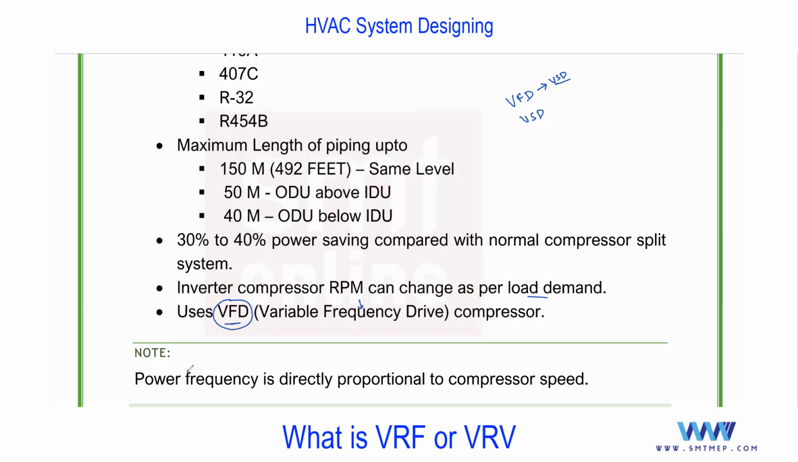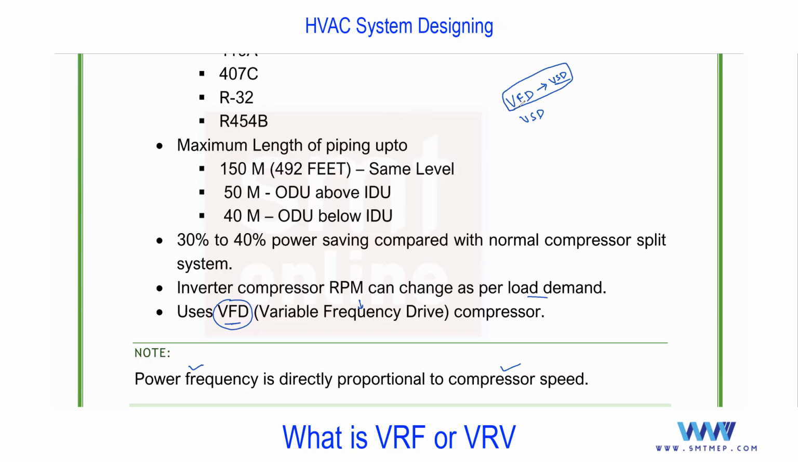And you can find the point here. You see, power frequency is directly proportional to the compressor speed. In the case of a compressor, you can add pump or fan also. So as the power frequency changes, the speed of the compressor also changes. As the frequency increases, the RPM of that compressor also increases. As the frequency decreases, it will also decrease. Okay, and this is VFD.